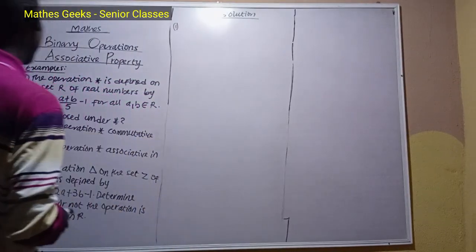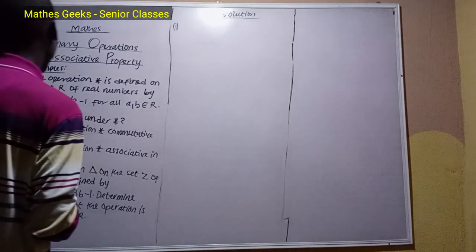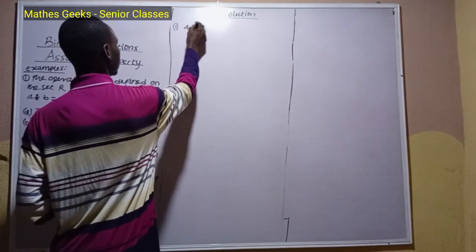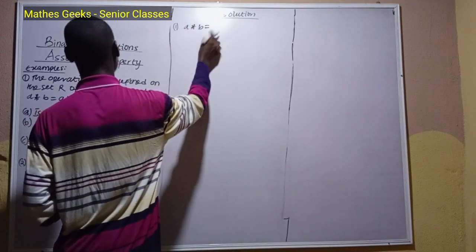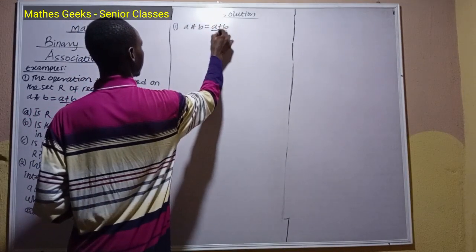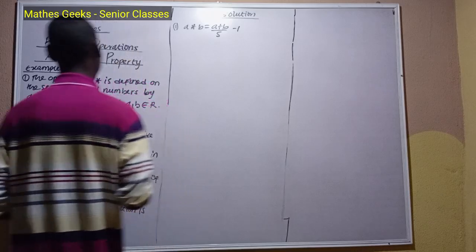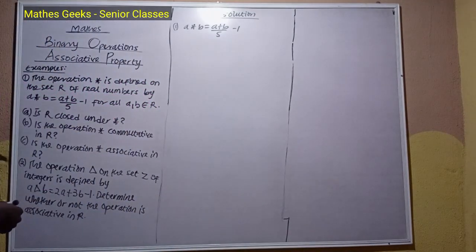The operation star is defined on the set R of real numbers by A star B is equal to (A plus B) over 5 minus 1. For all A and B members of R, is R closed under star?